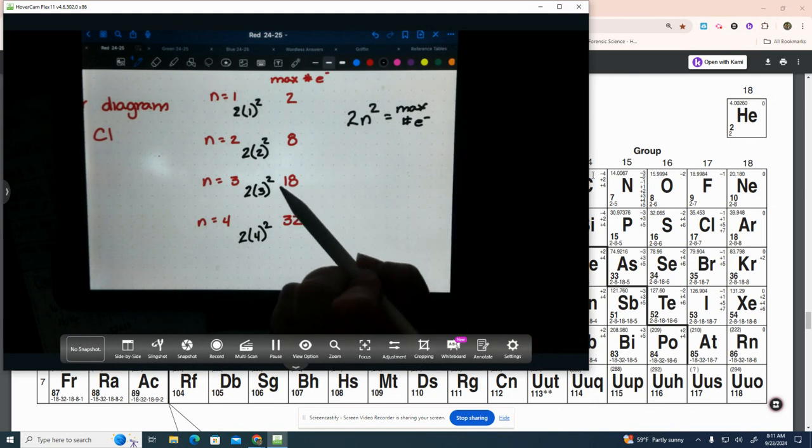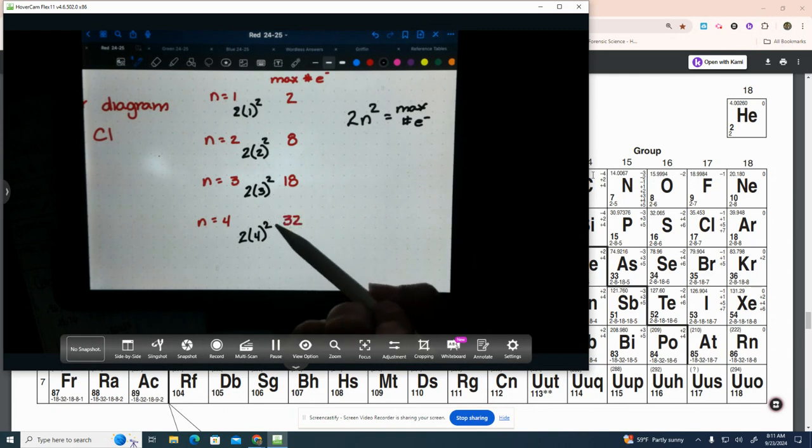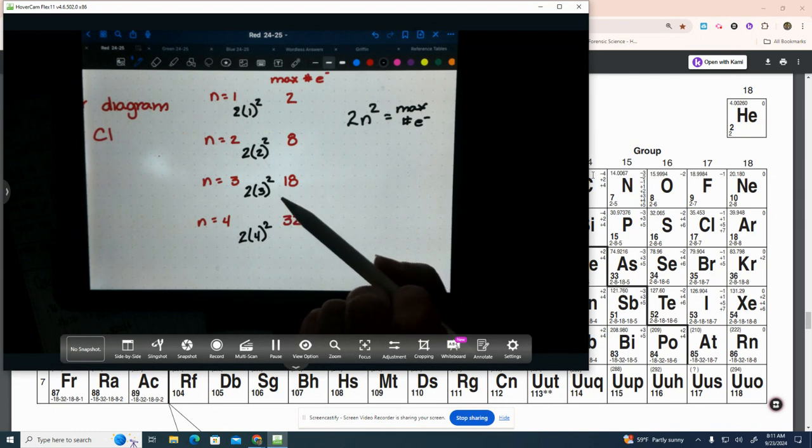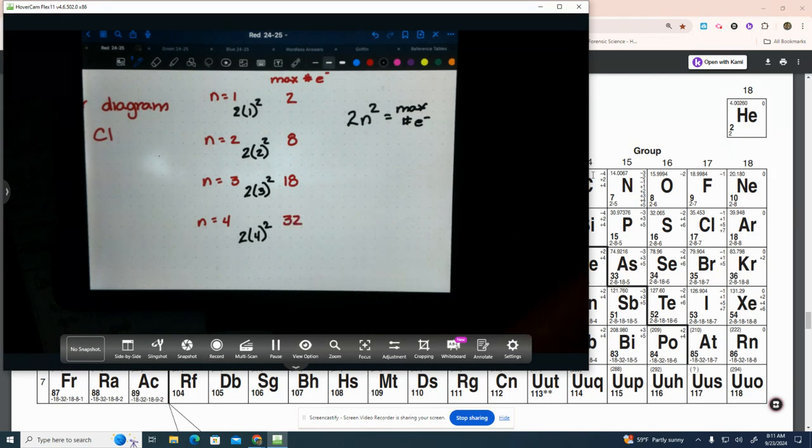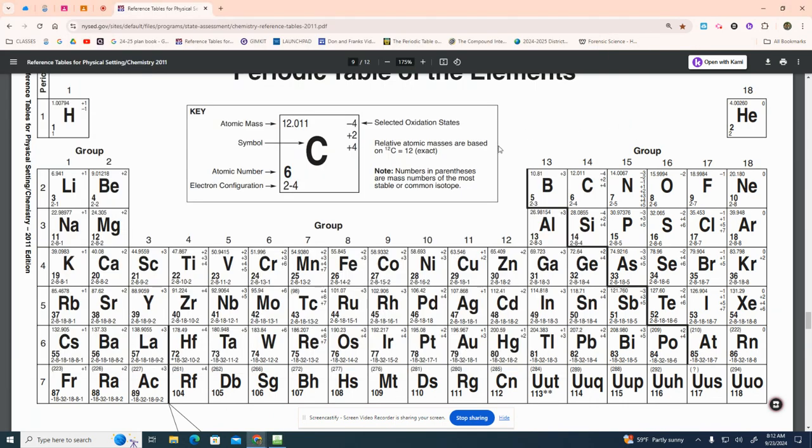The 18 does not happen until the next energy level starts, and that's where people get confused. Okay? That 18 does not happen until the fourth energy level starts, and then you go back and you start to fill in your third energy level. That is called electron overlapping. Now, here's the good news. You don't need to memorize them because they are given to you on your reference table right here. Okay? If I ask you what the electron configuration is for manganese, you tell me it's 2, 8, 13, 2.